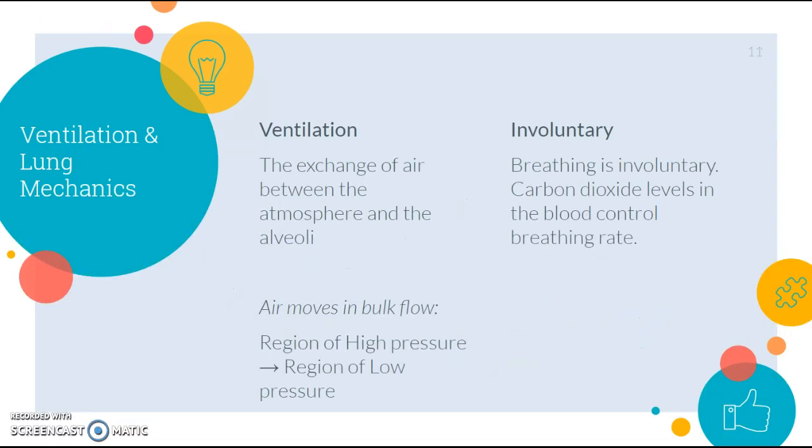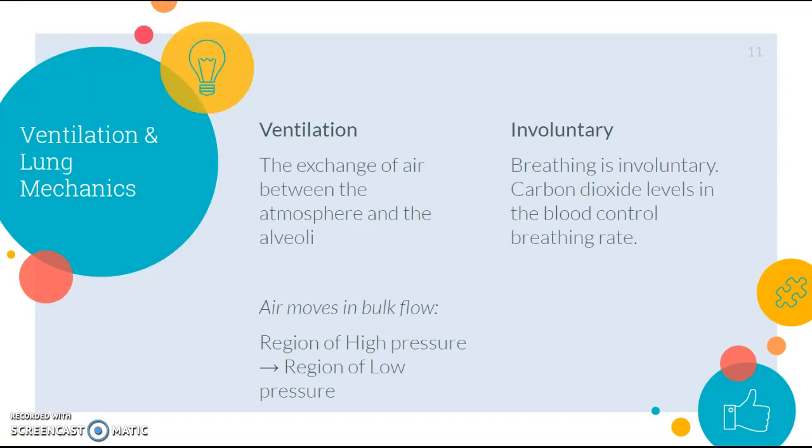So the exchange of air between the atmosphere and the alveoli is called ventilation, and air is going to move in what we call bulk flow. So it's going to go from a region of high pressure to a region of low pressure, which is why we have to basically create that special space in our thoracic cavity so that air can go in the right direction.